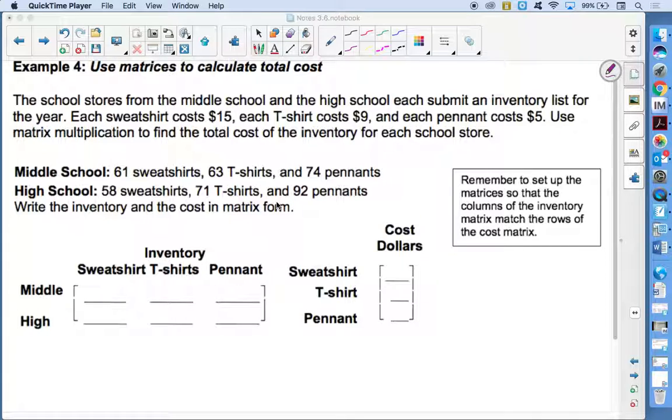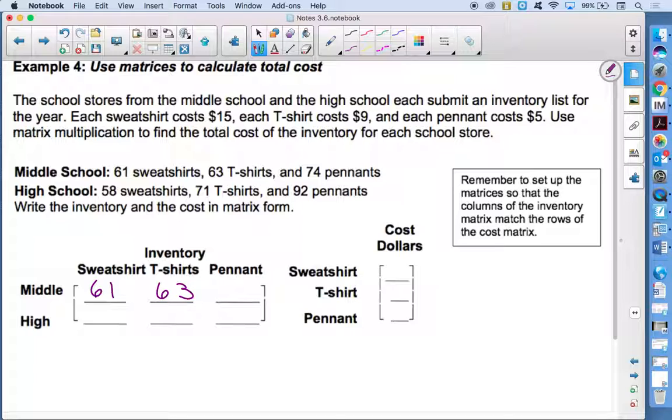David, can you give me the numbers for the middle school for the inventory? And then for the high school? And then David, one more question. What would the dimension of that matrix be? 2, 3. So there are 2 rows and 3 columns.